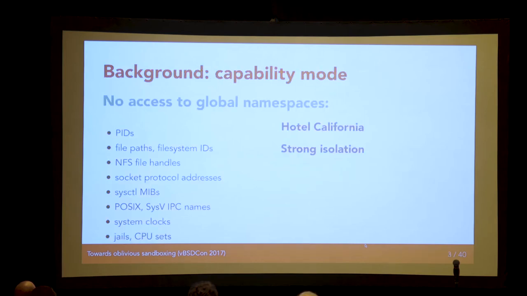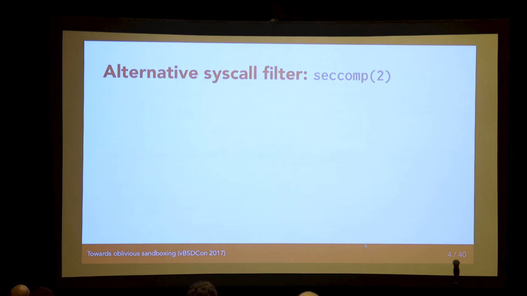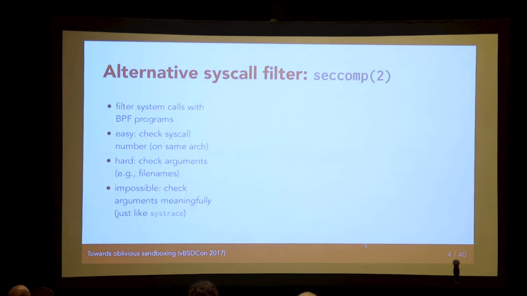So, you know, we said no access to global namespaces. This means things like the open system call are no longer available in Capsicum. Well, SecComp is another way of turning off the open system call, or in fact, of giving yourself a whitelist of system calls that an application is allowed to perform to try and provide some of this isolation.